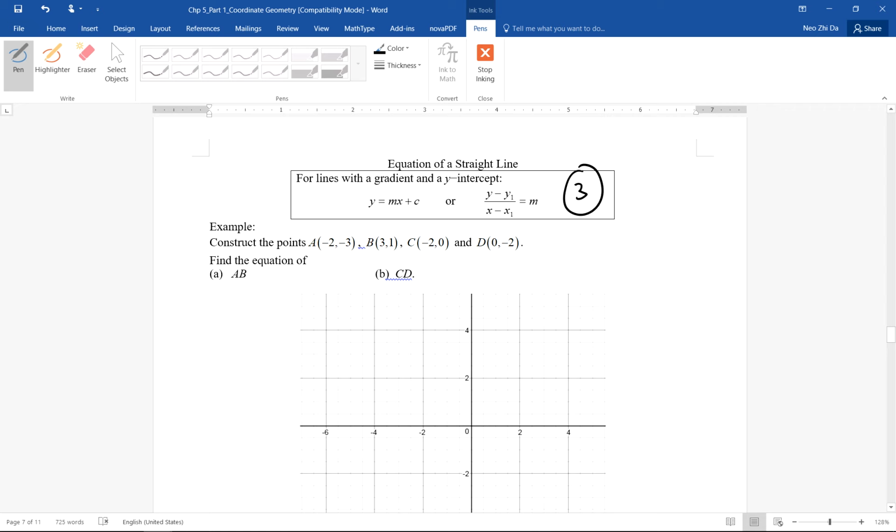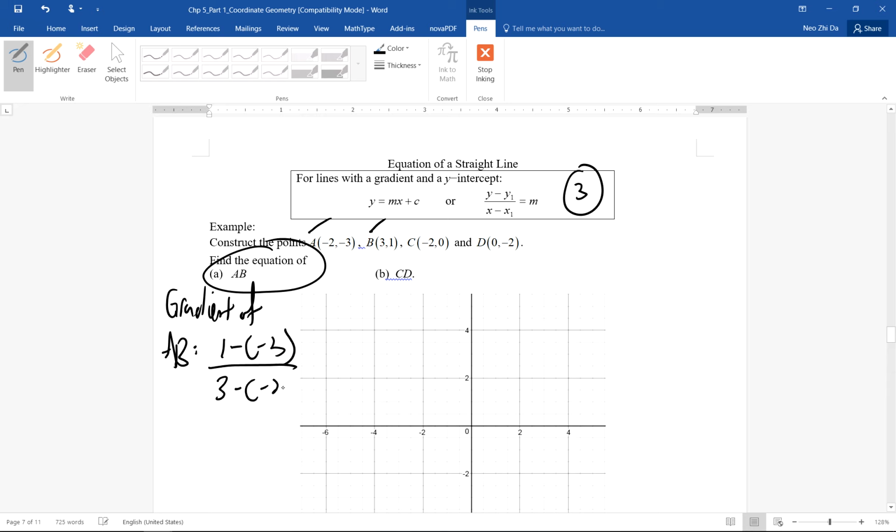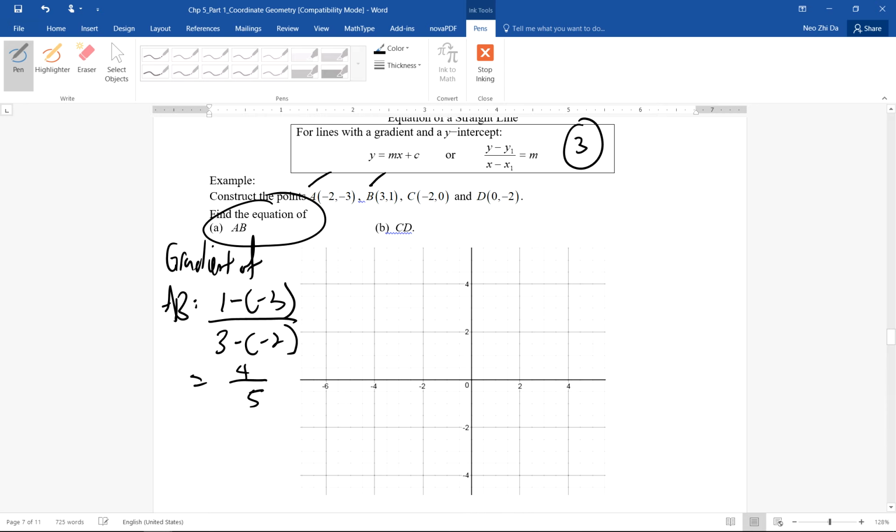So let me give you one more example. You may be using A and B because this formula is very important. Let's say you want to form the equation of a straight line for AB. So again, you have to find the gradient first. So gradient of AB is just y1 minus y2 over x1 minus x2, which is 4 over 5.